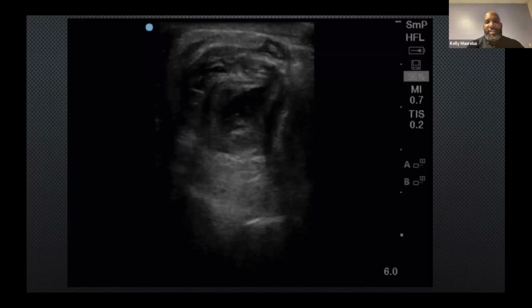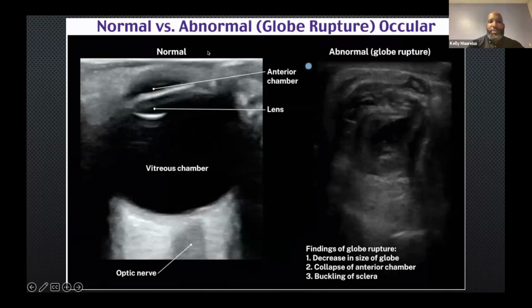What do you guys think? I'll give you hints. This person was punched in the eye. Globe rupture. Yeah, globe rupture. Very good. So this is a sign of a globe rupture.